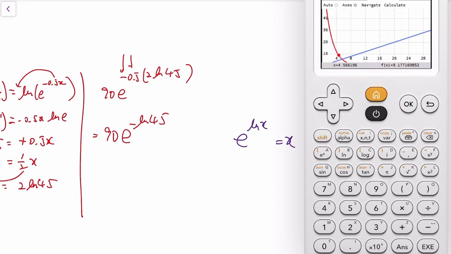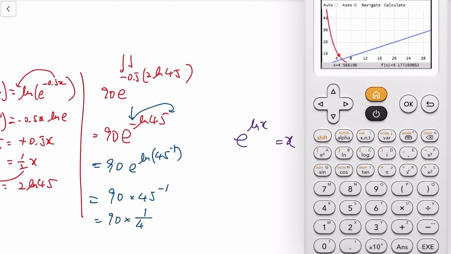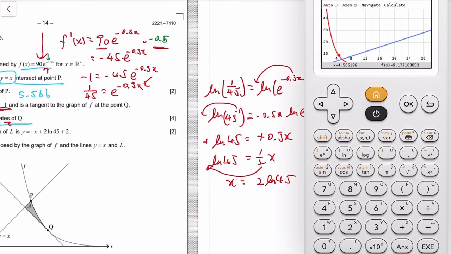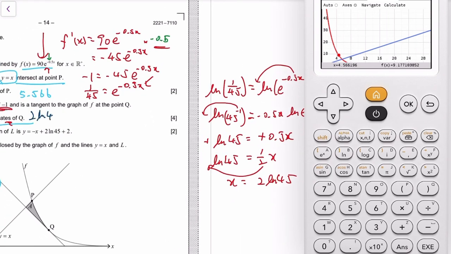Now the problem is the rule doesn't work when you have some number, or anything at all in front of the log. So we have to bring this back inside as a power, using that property again. Then the e and ln cancel out, so it's 45 to the power of minus 1. 45 to the power of minus 1 means 1 over 45, and 90 over 45 is 2. So the y coordinate is exactly 2. So the coordinate is (2 ln 45, 2).